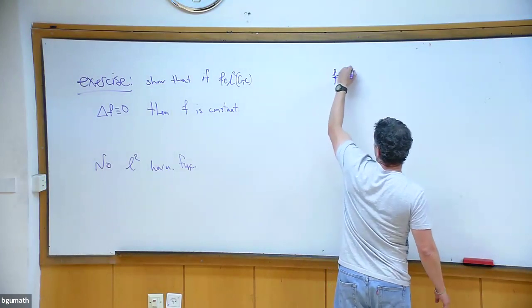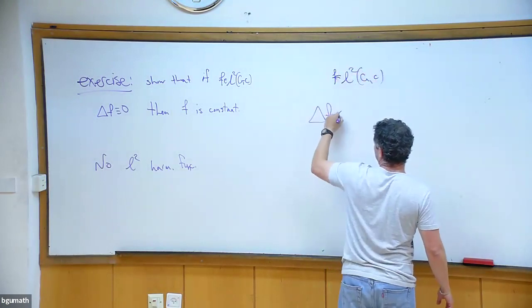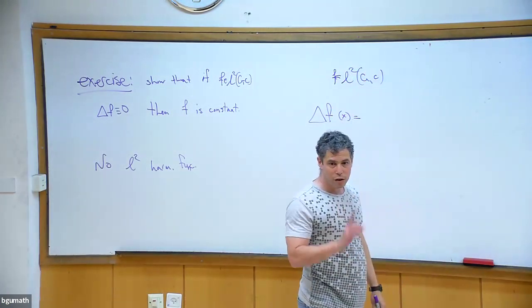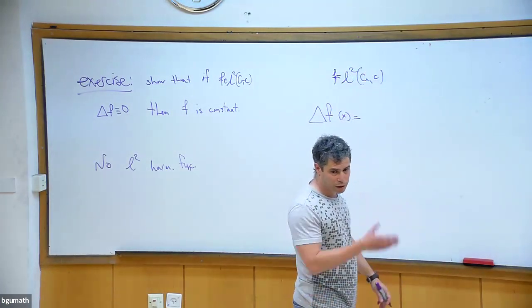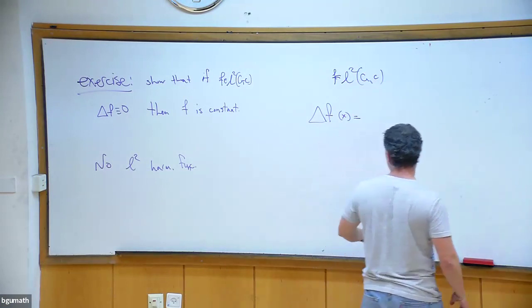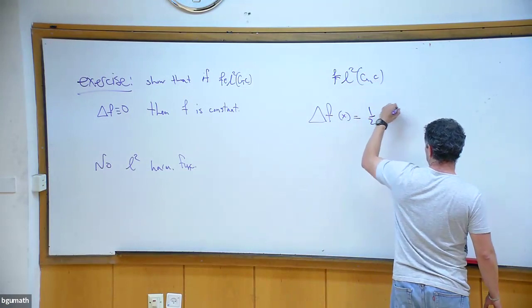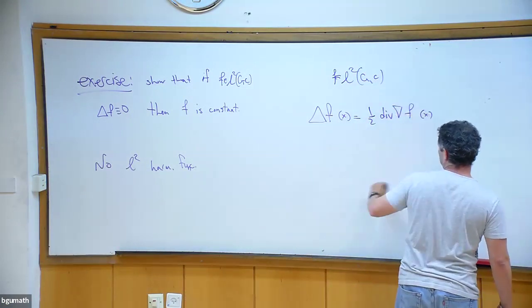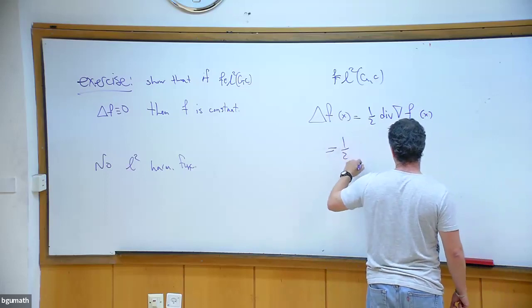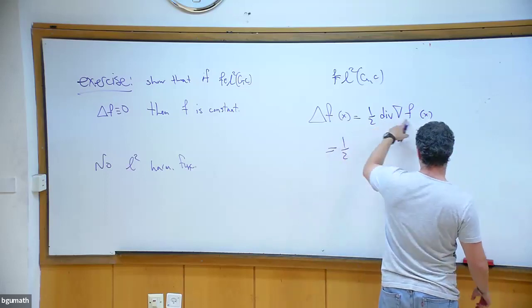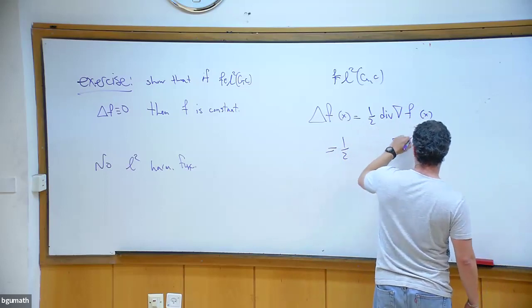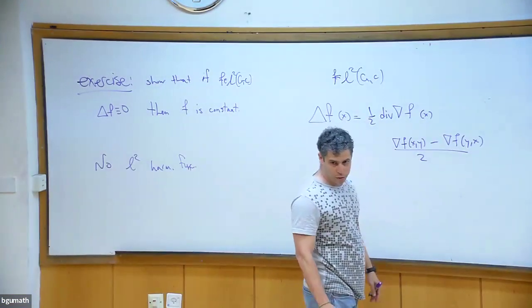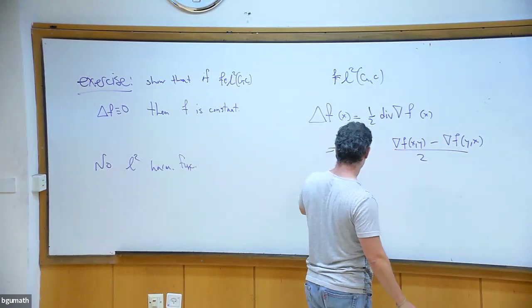If f is in L2, what is the Laplacian of f? Let's compute. At a point, I didn't say it's harmonic, because then it would be 0, but maybe it's harmonic at x or something. What is the Laplacian? It's 1/2 the divergence of nabla f at x. This is a very quick calculation. What is the divergence of a function? We take the function at xy, we take the function at yx, right? Let me put the 1/2 here. Then we have to sum over y.